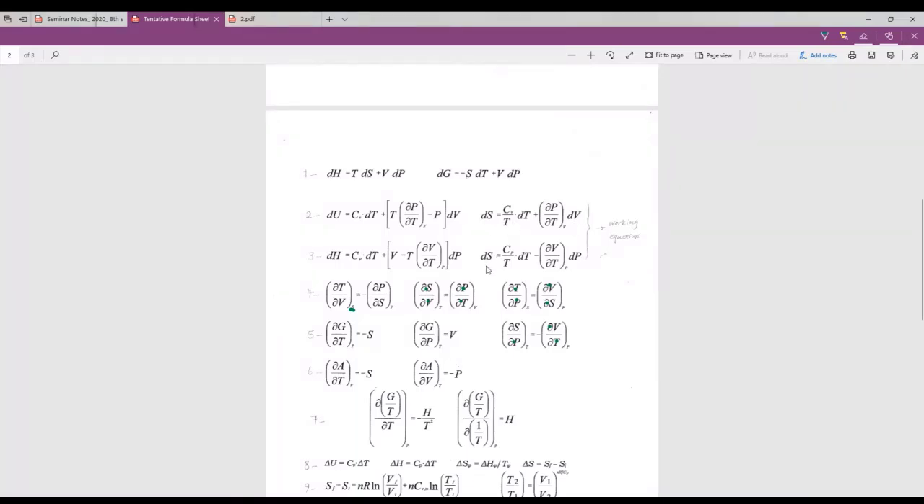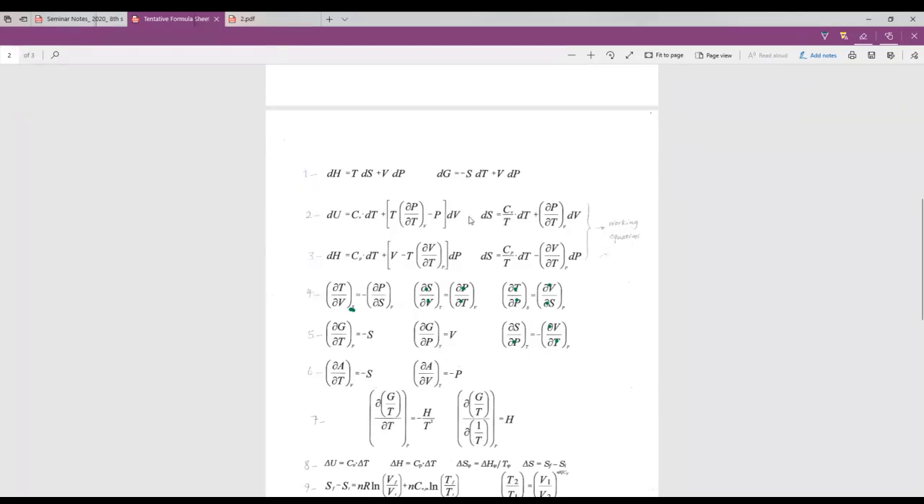The second equation, change in the entropy based on change in temperature and pressure of the system. Of course, you have partial derivatives here, which makes it easy for each system. For example, first evaluate this and then plug it into this equation, do the integration in different cases, and find the change in the entropy of the system. That's why it's called the working equation.